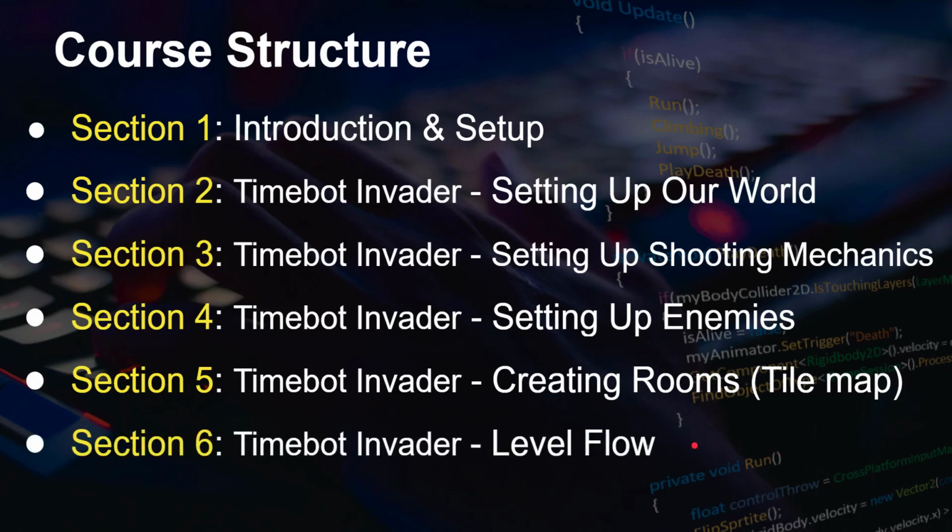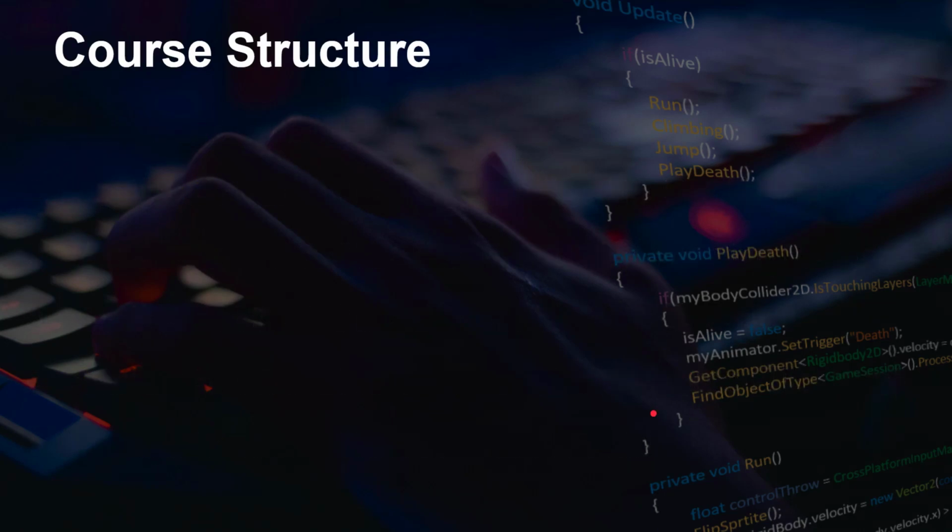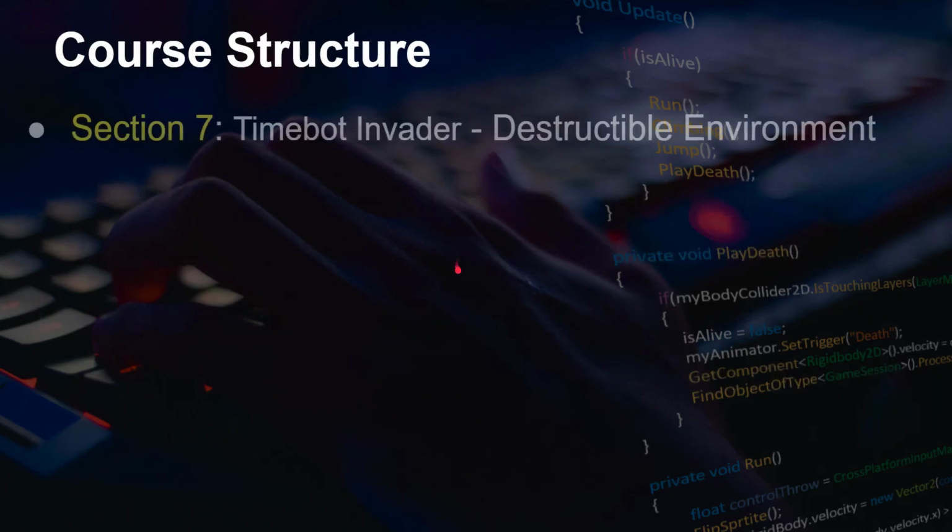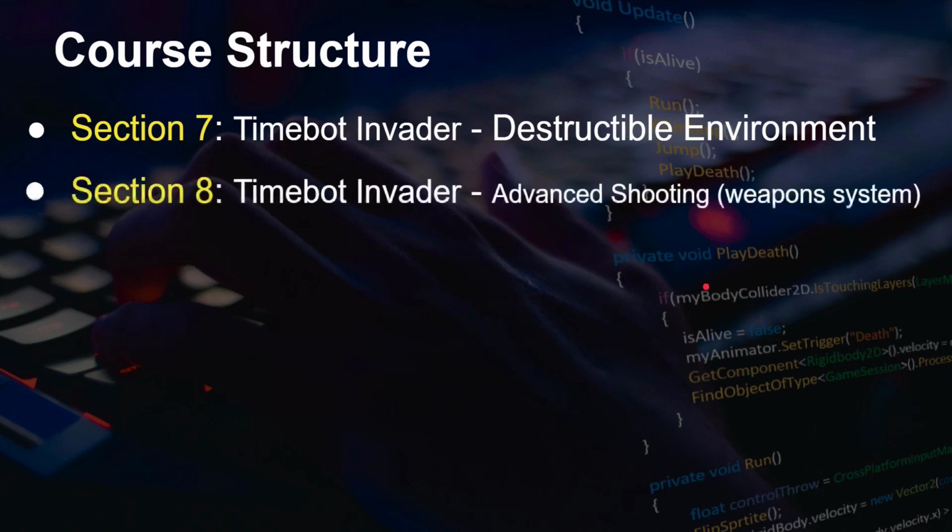Then we will have the level flow. This is when we are going to start moving from one level to the next, because obviously this is a roguelike game, so we are going to create that level flow. Let's continue on. We have section 7, which is the destructible environment. We want to have crates that we can destroy and get coins from them. Well, not crates actually, I think there will be vases or something. We will get coins from them and we will get health from them. We will have advanced shooting, so this is where we are going to create a weapon system.